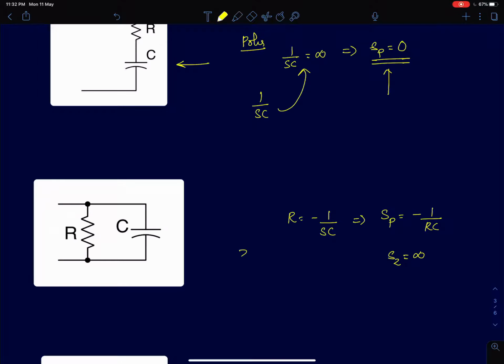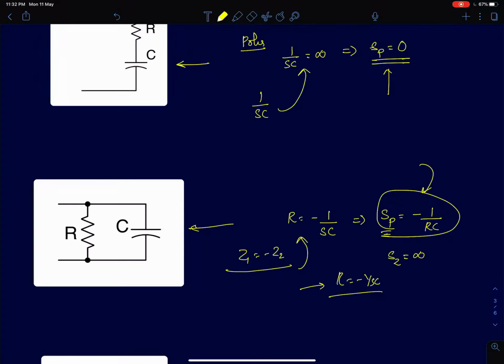The other condition is Z1 equals minus Z2. So that's what I've written here. R equals minus 1 by SC. Then S becomes equal to minus 1 by RC. So for this value of S, this impedance network will give me an infinite impedance. So I just have to equate R equals minus 1 by SC, and I'll get the location for the pole. Then it will obey the condition Z equal to minus Z. So we know that the parallel equivalent of those two, R and minus 1 by SC, will blow up to infinity.